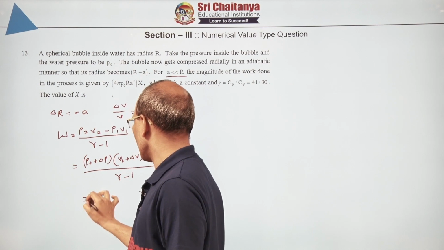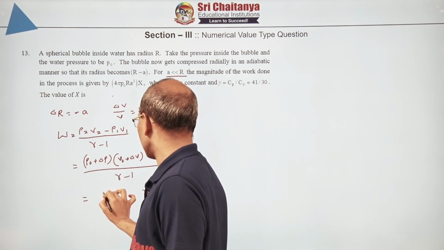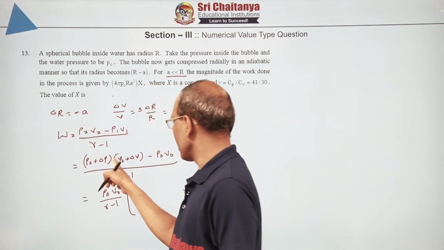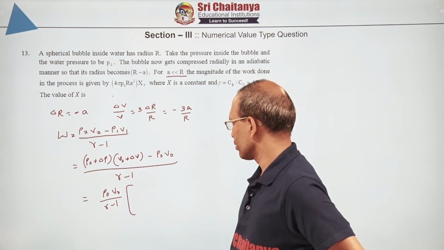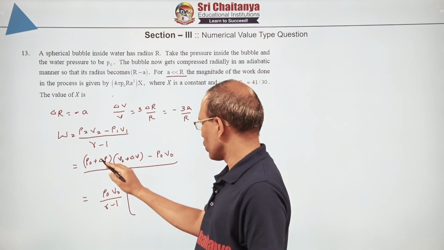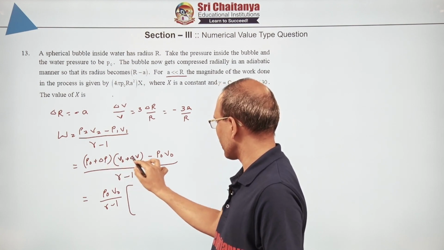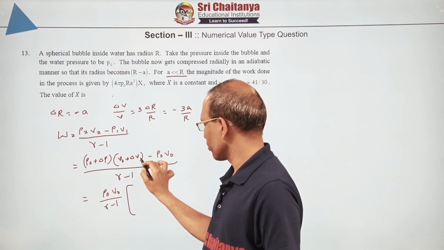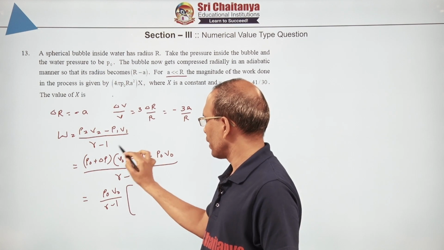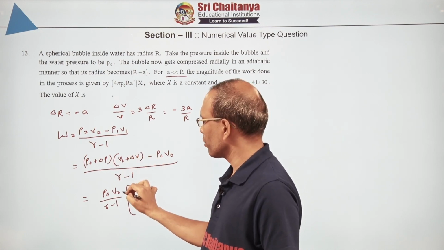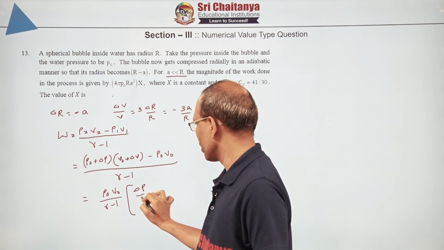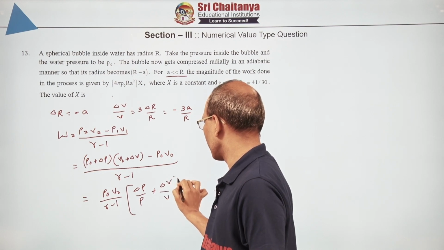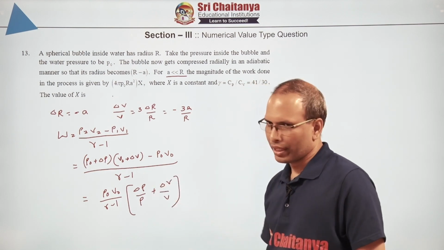So when you simplify this, we get P naught V naught common by gamma minus 1 if we take common. What is remaining here? The first term P naught V naught gets cancelled. So P naught into delta V plus delta P into V naught. So when you take P naught V naught common, what is remaining is delta P by P plus delta V by V. So this is what the work done is.